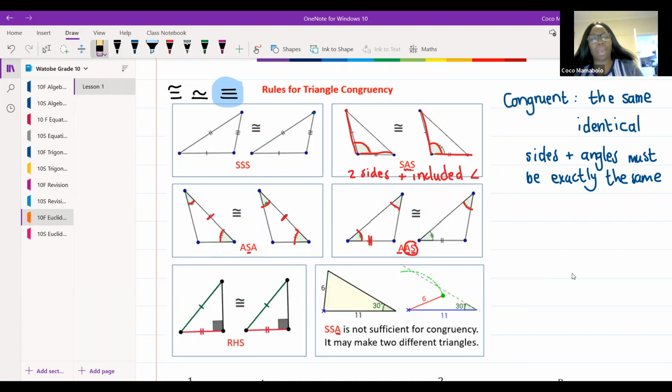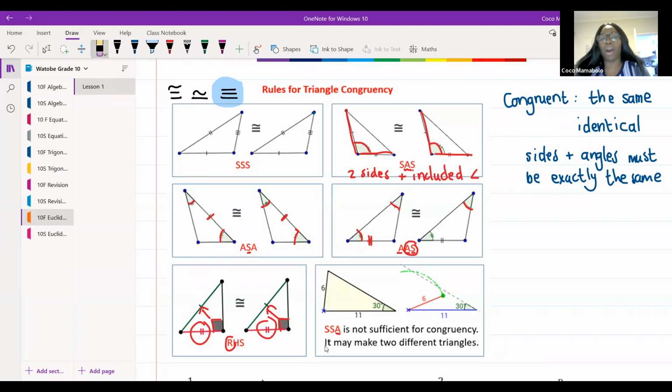Okay, somebody says, ma'am, can you please repeat the explanation of RHS? Okay, R stands for right angle, and then remember, if I've got a right angle, I'm going to have a hypotenuse, which is opposite my right angle, and then one of the corresponding sides. Now, have a look here. If I've got the right angle and the hypotenuse, the corresponding sides must be the same when they are touching my right angle. They must be equal in size.